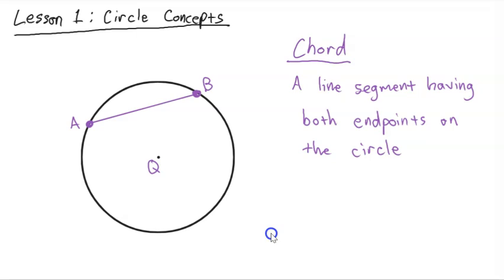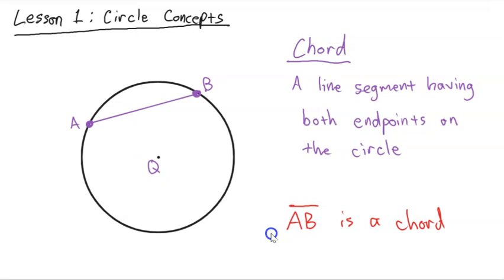A chord is a line segment having both endpoints on the circle. So you can see here we have point B is on the circle, point A is on the circle, and then there's a line segment that runs between A and B, and therefore this is a chord, okay? And so we would say line segment AB is a chord of circle Q, okay?